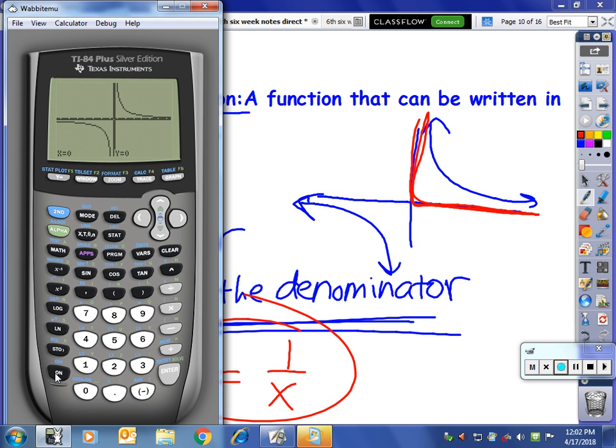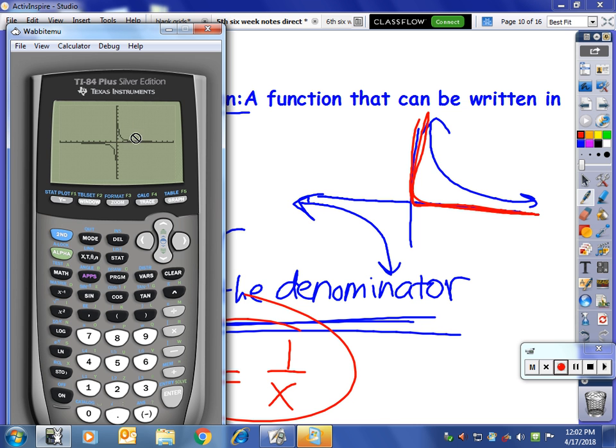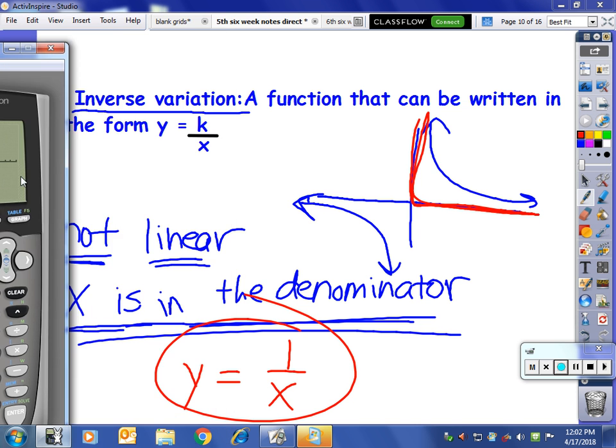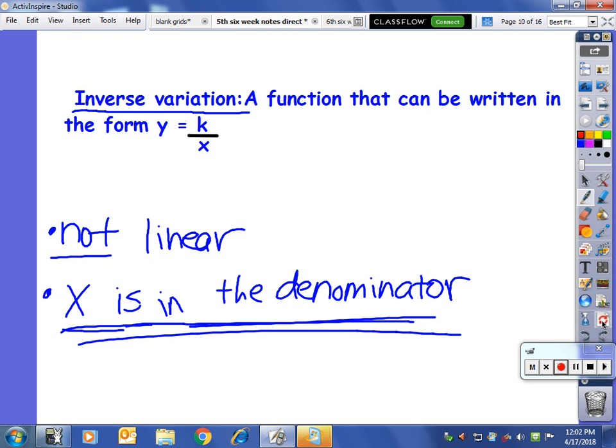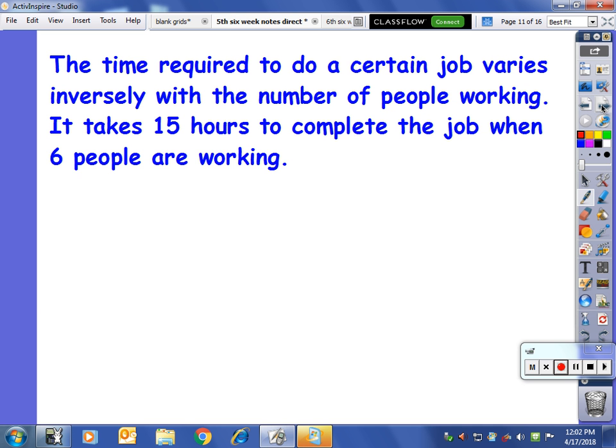So everybody go to Zoom 6 and let's look at this thing. We're looking at the parent function of y equals 1 divided by x. That's the parent function for all inverse variations. It's in the first and third quadrant. Okay, now let's look at some problems.